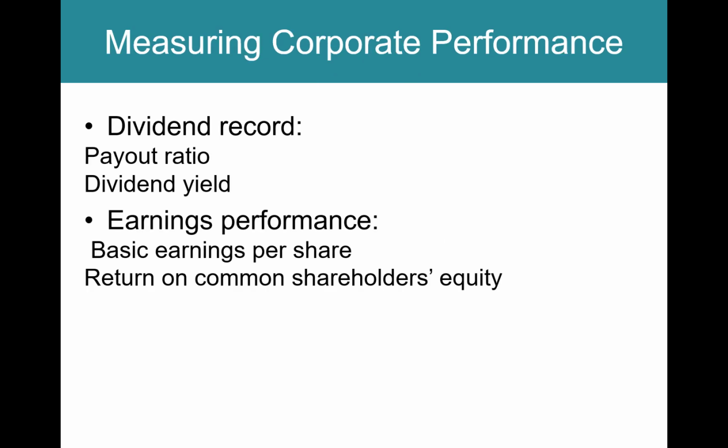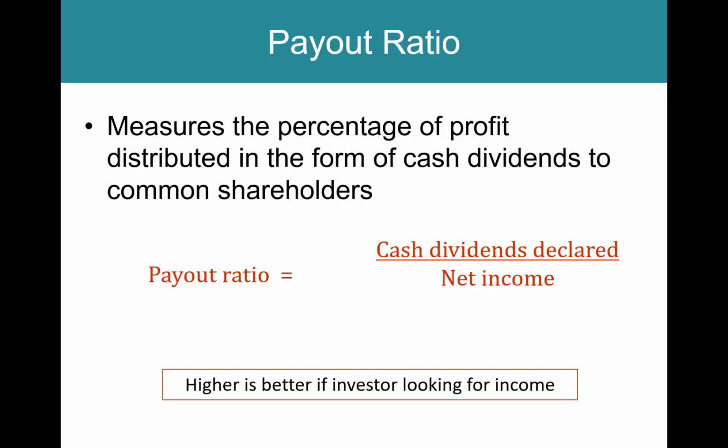In terms of measuring corporate performance, we have the dividend record, and we can measure how much we've paid out in dividends using a couple of ratios. One is called the payout ratio, the other is called the dividend yield. We also have a measure of earnings performance called the basic earnings per share, and we can also work out something called the return on common shareholders' equity.